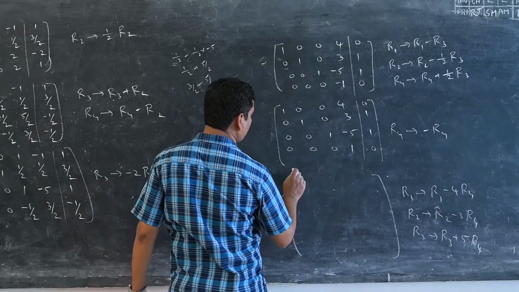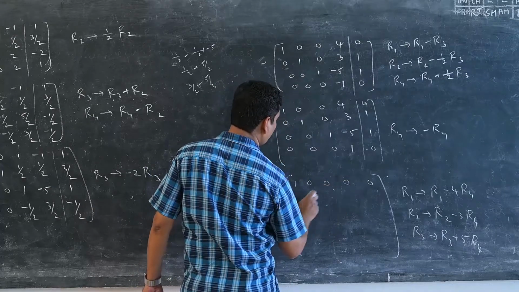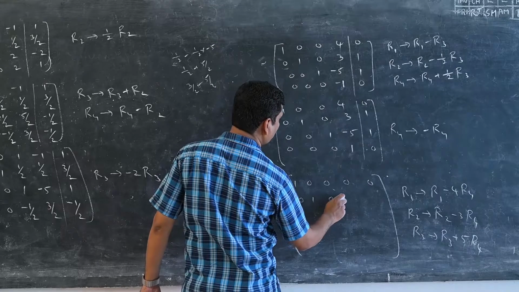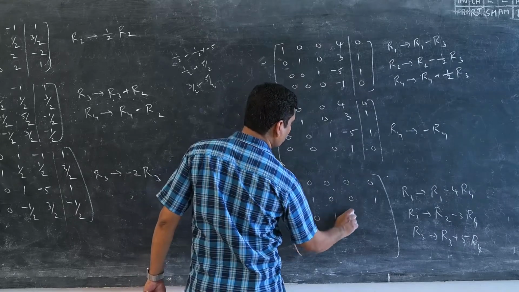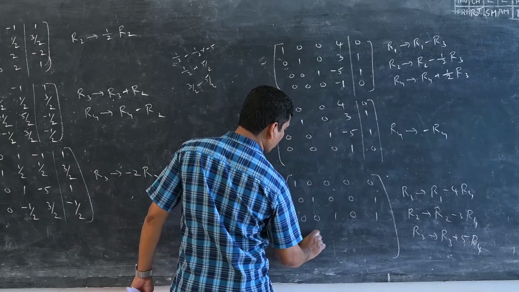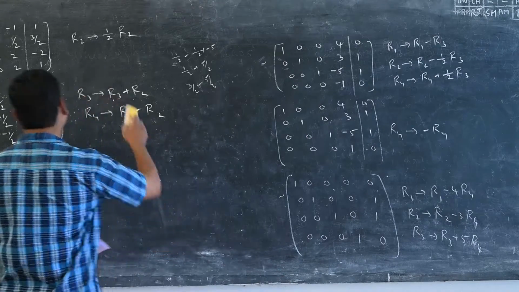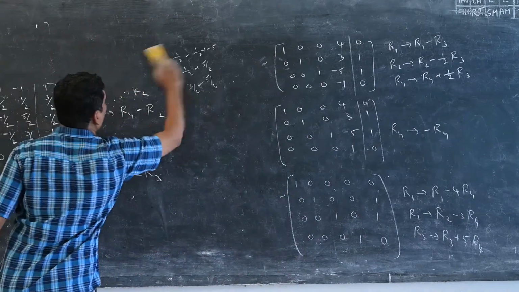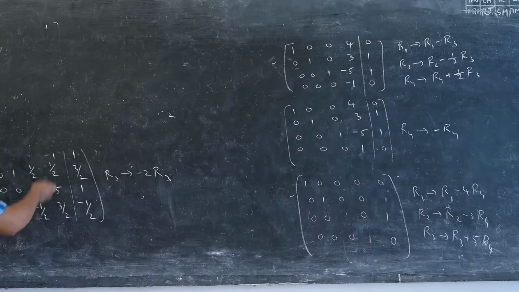This is 1 0 0 0 0, 0 1 0 0 1, 0 0 1 0 1, 0 0 0 1 0. This is the row reduced echelon form of the augmented matrix AB. This is equal to CD.